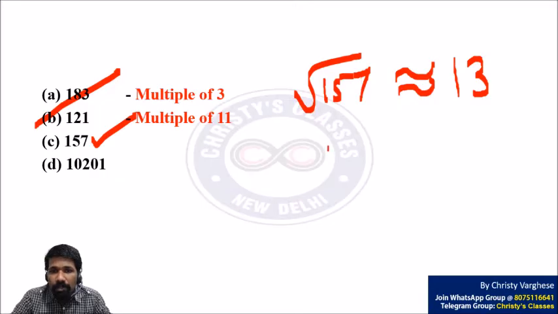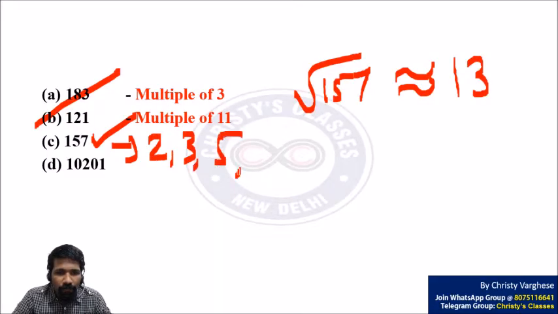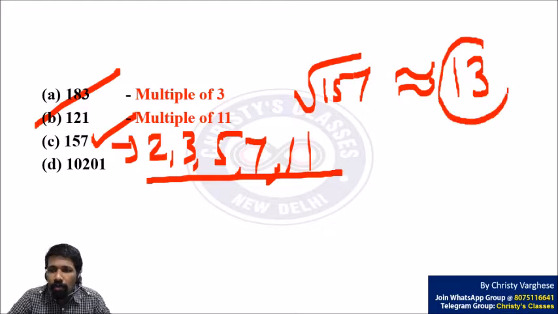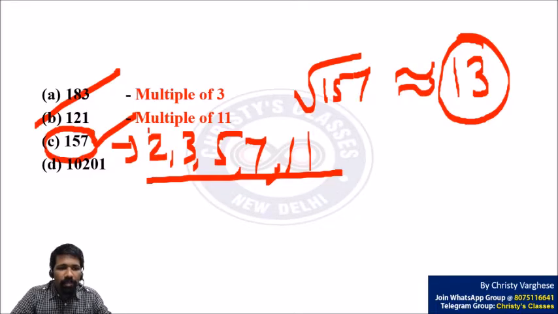The prime numbers below 13 only you have to check. The divisibility test with respect to those numbers only is needed. Those numbers are 2, 3, 5, 7, 11. These are the 5 prime numbers below this approximate square root 13. So test the divisibility of 157 with respect to these 5 numbers.